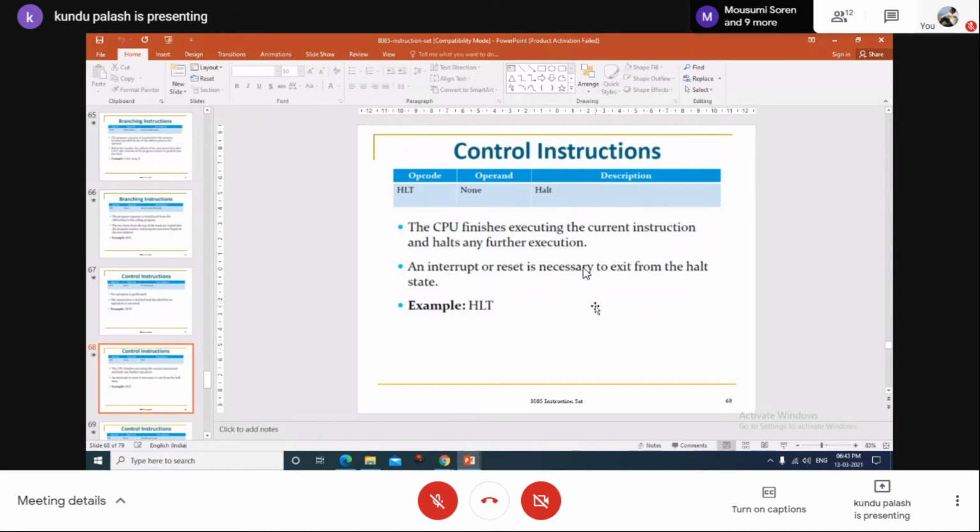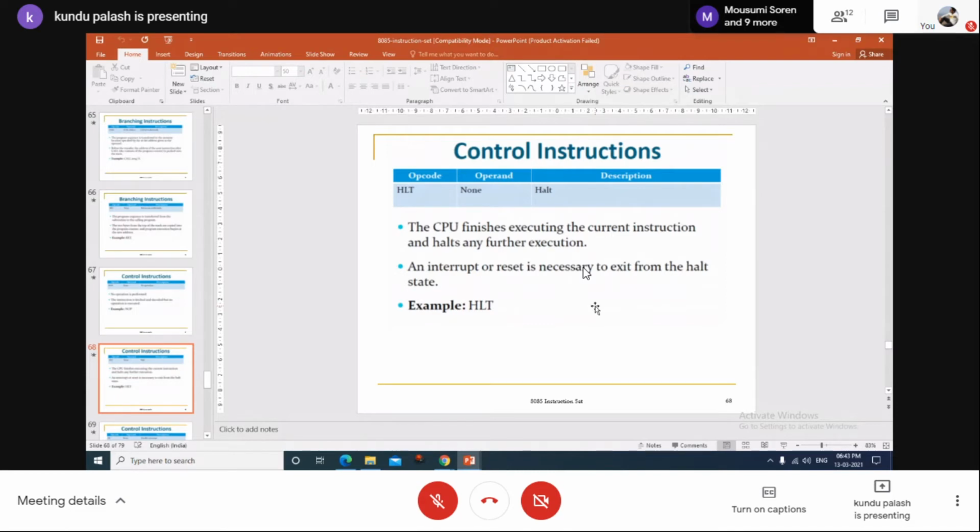So LDA is the operation, 2500 hex is the address of the source. Source means from where the data will be moved to the accumulator. That is why it is source. So accumulator is the destination. That means the source is nothing but a memory location whose address must be explicitly specified with the instruction itself, and that is why it is called the direct addressing mode.